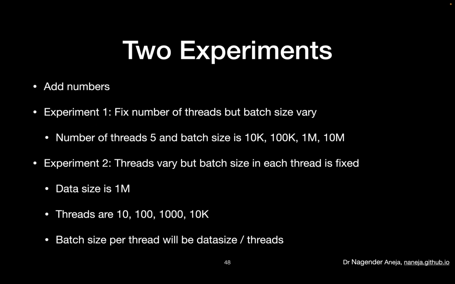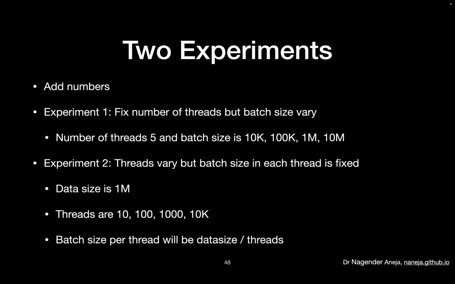Batch size means the data size varies, right? So I have a number of threads, 5, and in each thread we're giving 10,000 numbers, maybe 100,000, 1 million, or 10 million. And experiment two is where the threads vary. The data size is fixed. It's always 1 million numbers, and the threads go from low to high.